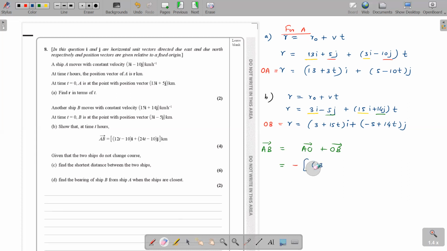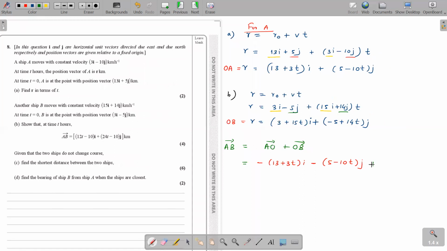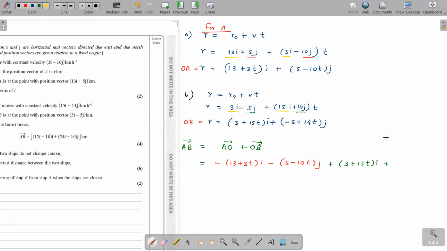Shall I just put the negative sign inside, in each bracket? This is negative 13 plus 3t times I. I'll just put the minus mark outside both the brackets, okay? Minus 5 minus 10t times j, that is AO. You have to add it to OB. OB is 3 plus 15t times I. For OB, I didn't change anything because I want it exactly as it is, right? Minus 5 plus 14t times j.